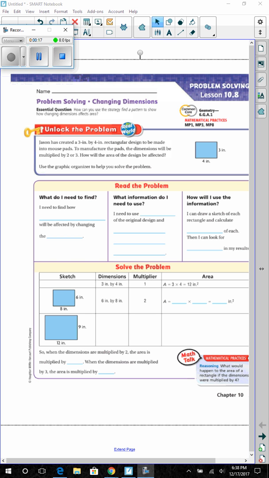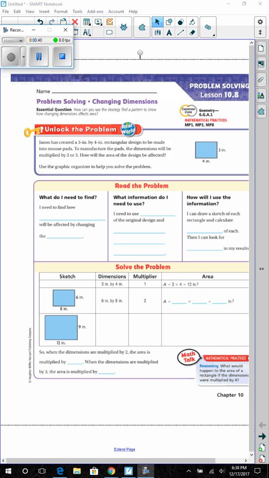Unlock the problem. Jason has created a 3-inch by 4-inch rectangular design to be made into mouse pads. To manufacture the pads, the dimensions will be multiplied by 2 or 3. How will the area of the dimensions be affected? Use the graphic organizer to help you solve the problem.